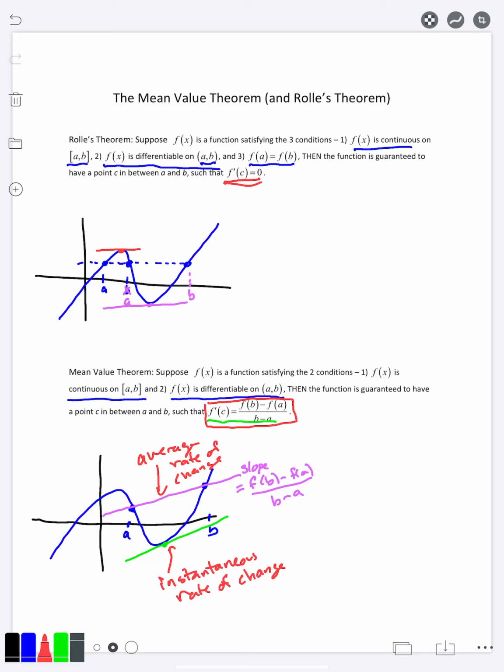In our class, we aren't really going to be using either of these theorems very often, but there are some problems where they will say something like, here's a function, show that it satisfies these conditions, and then find any values that make it true for the theorem. So pretty much, you're just going to be solving either f prime of c equals 0 or f prime of c equals the slope here in order to see what the values actually are. So that's the type of problem that you'll see. But other than that, we're not going to use this very much in this class.